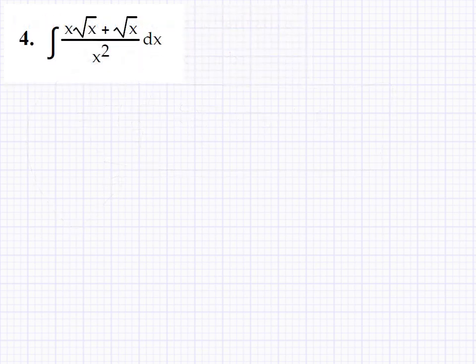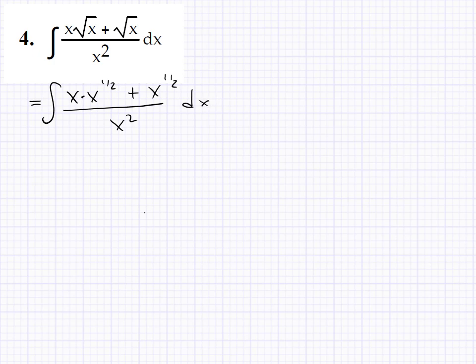Here's another example, a little bit more difficult. What I'm going to do is rewrite this one first before I do an antiderivative. As is, it's going to be very difficult. So what I'm going to write first is everything in exponent form. So this will be x times x to the 1/2 plus x to the 1/2 over x squared dx.